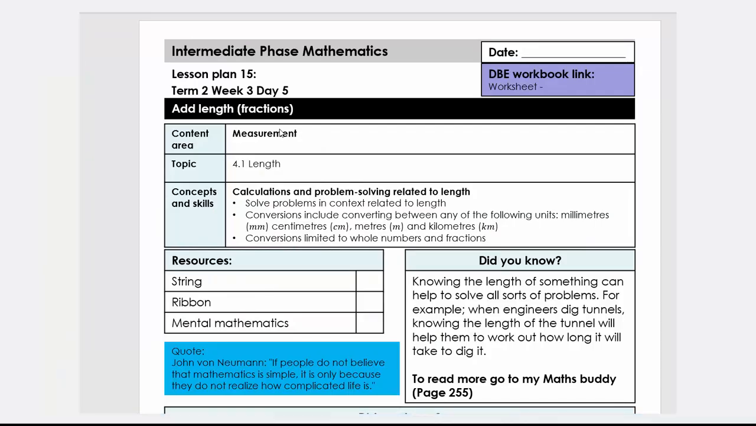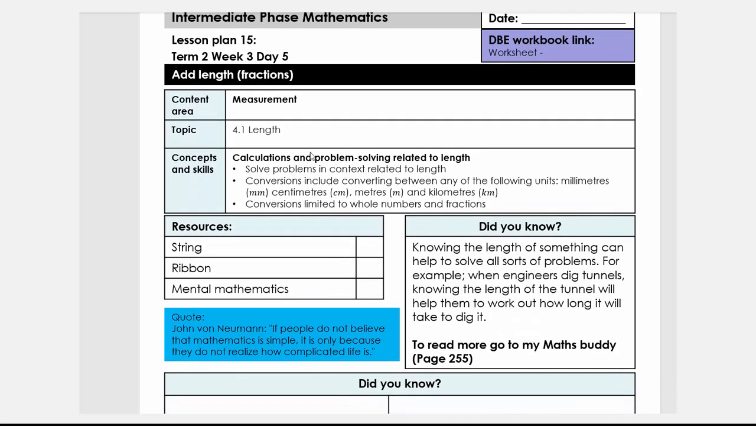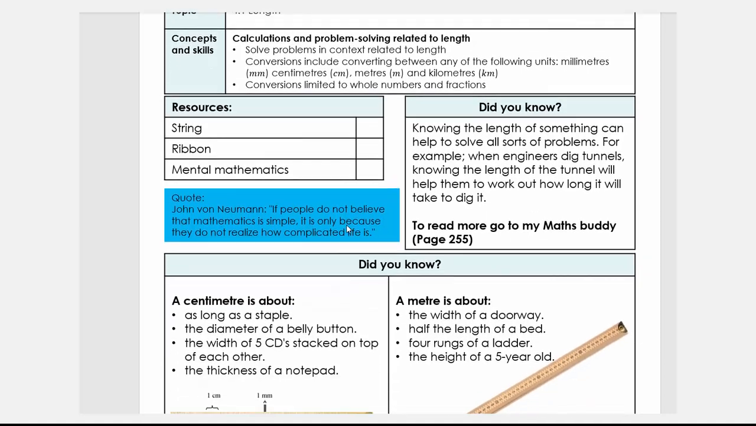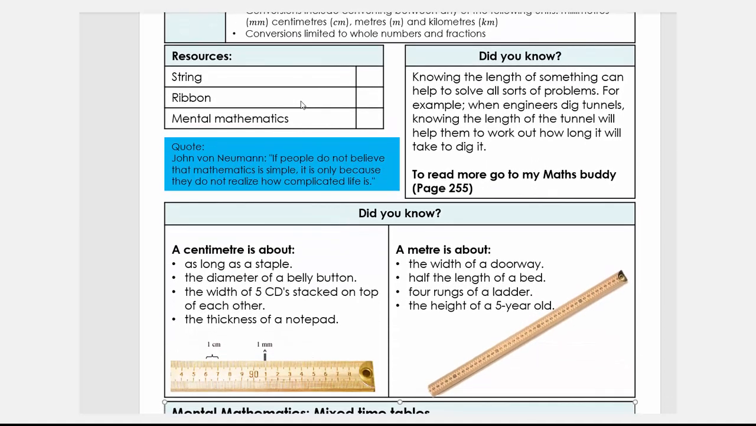Good day, everybody. Today we're going to do lesson plan 15, grade 4, term 2, and we're going to focus on adding length, especially problem solving. So here you have your CAPS link. Here you have your resources and your dictionary that you need to plan and prepare for.